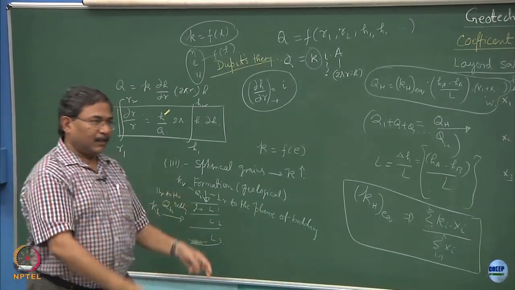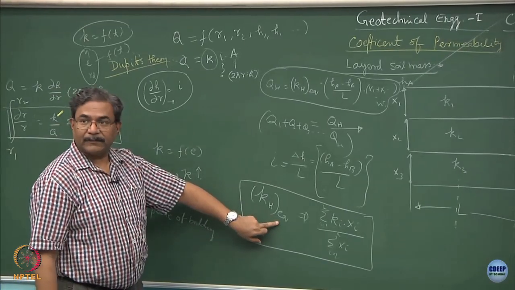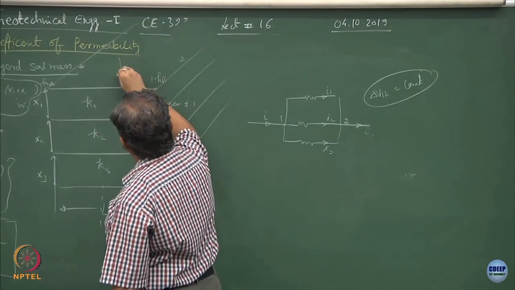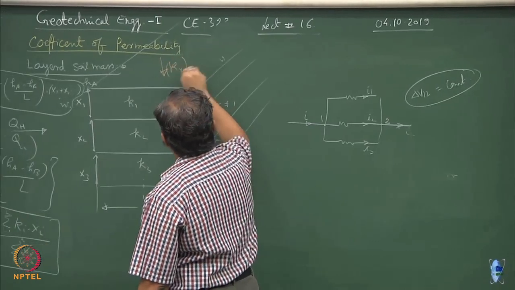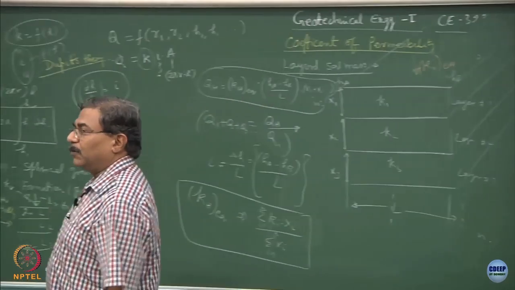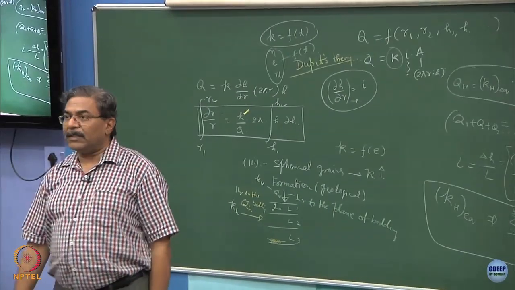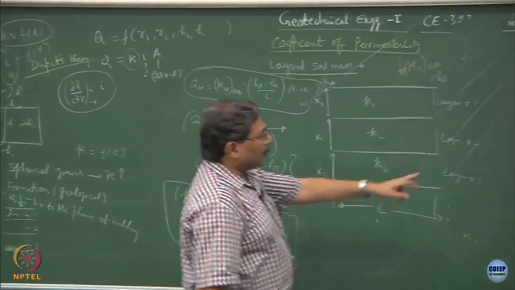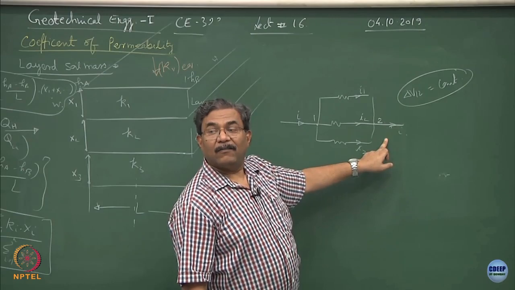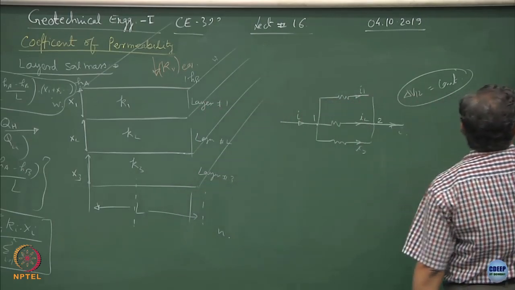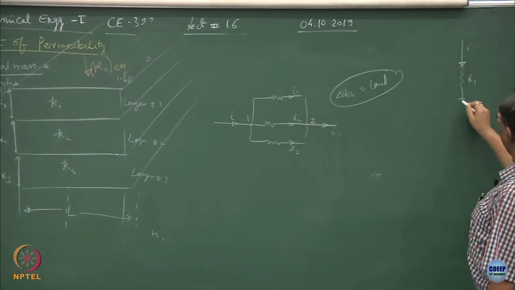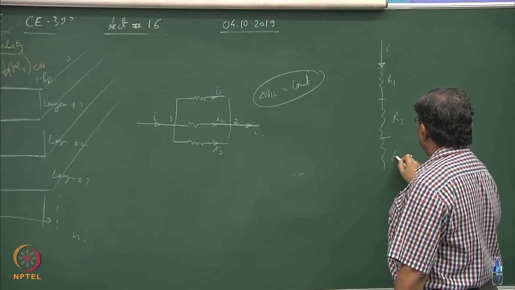Now, if I revert the situation, so we have already got the KH equivalent. Now, suppose I change the direction of the flow, or I am interested in finding out what is going to happen to, let us say, KV equivalent. Draw the equivalent circuit in your notebooks first and try to understand what is getting distributed now. In the earlier case, the current got distributed. Agreed? Now, what is going to get distributed? Voltage. True.